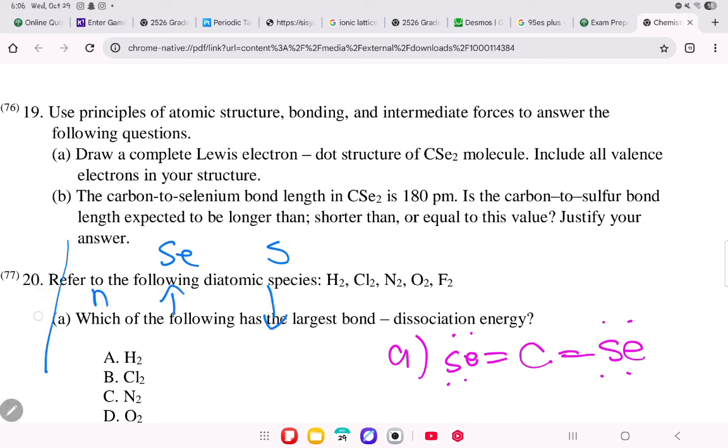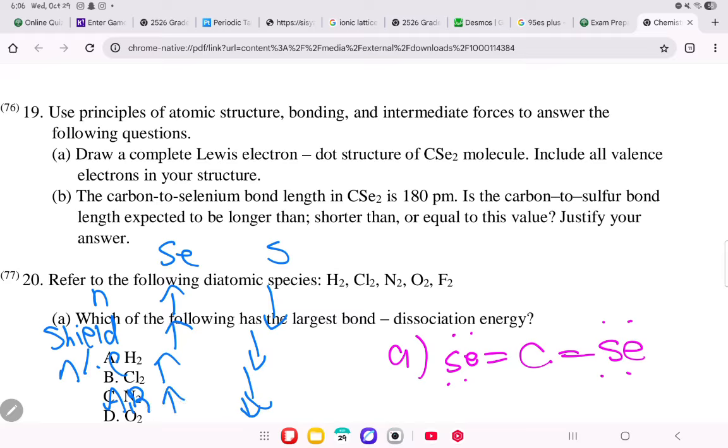The screening effect of selenium is greater than that of sulfur, and the nuclear charge of selenium is greater than that of sulfur. So we can say that the atomic radius of selenium is greater than that of sulfur. So selenium will have the longer bond length. So the carbon to sulfur bond will have a shorter bond length. Okay, we'll move on to question number 20.